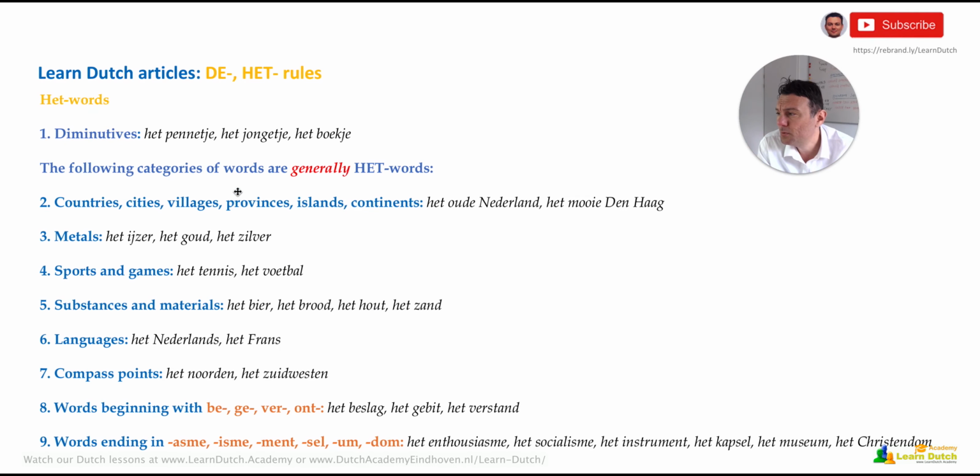Here are rules for "het" words. We use the article "het" for diminutives when they are singular. Het pennetje, het jongetje, het boekje.